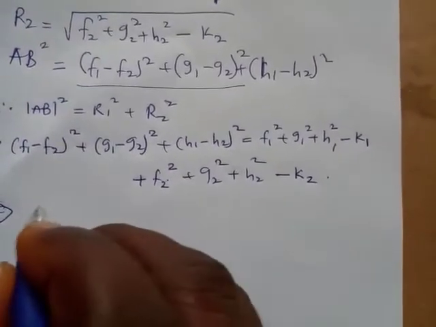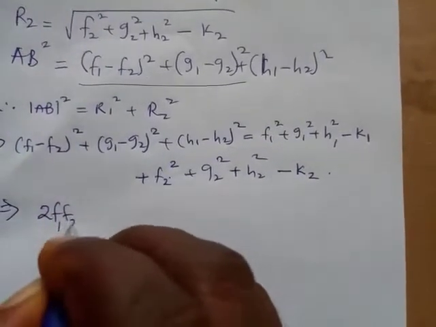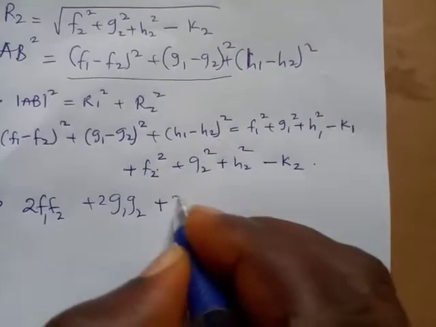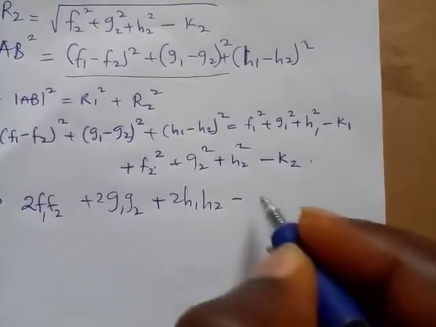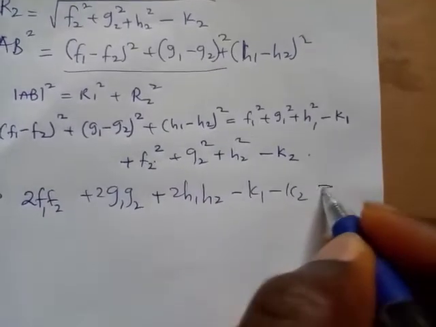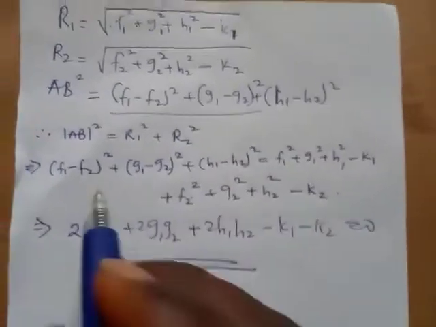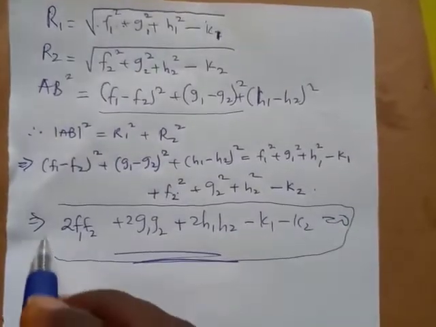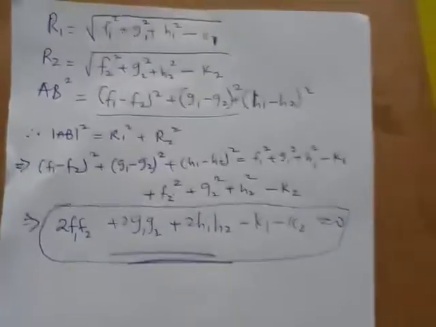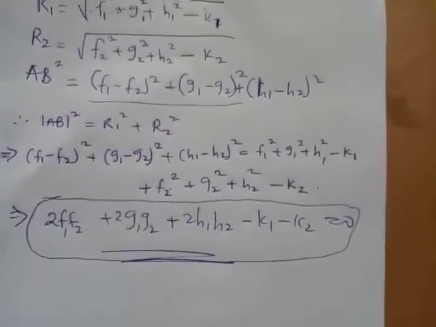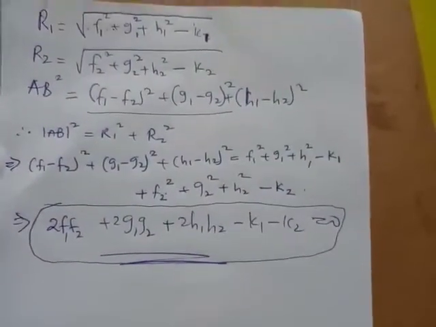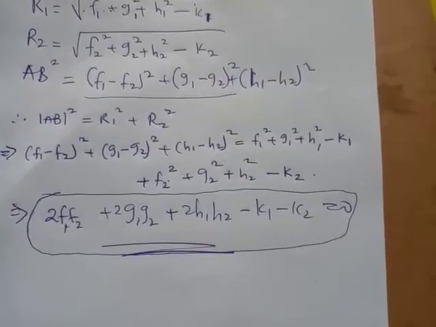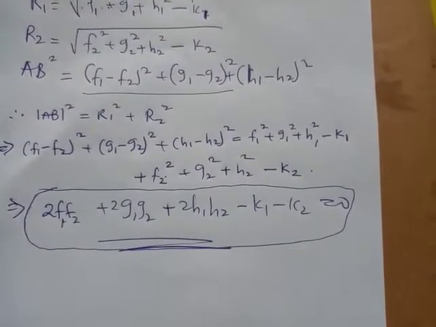So at the end of the day, you are going to arrive at this: 2F1F2 plus 2G1G2 plus 2H1H2 minus K1 minus K2 equal to 0. This result is the condition for two spheres to cut each other orthogonally. When we say that two spheres cut each other orthogonally, then this must happen. So let's take note of that, and let's take the following example.